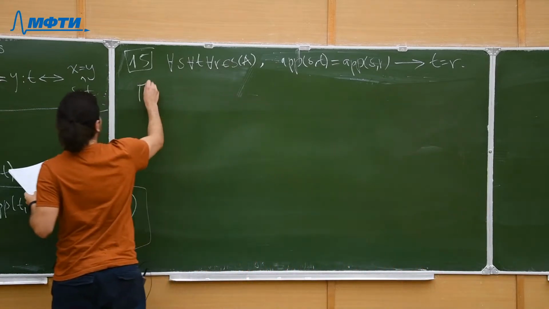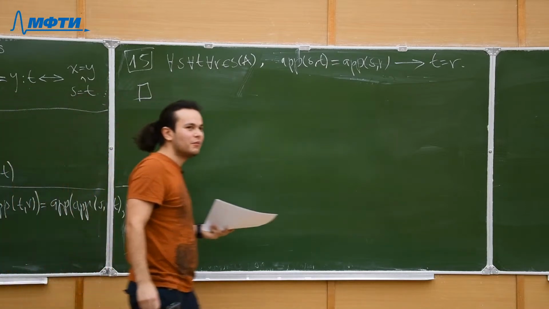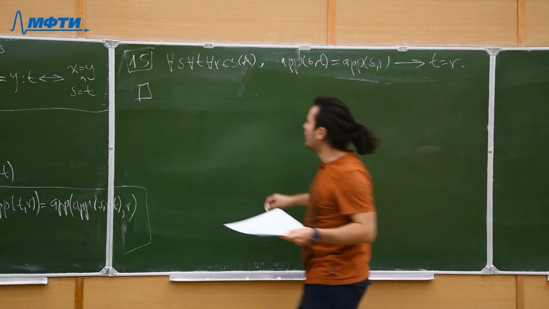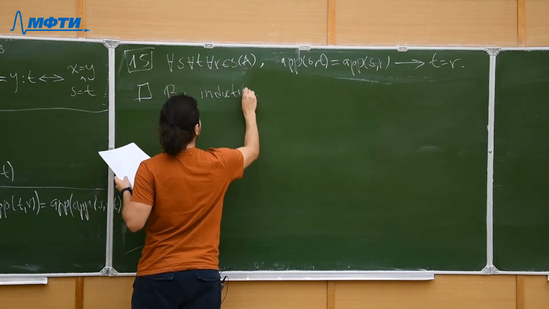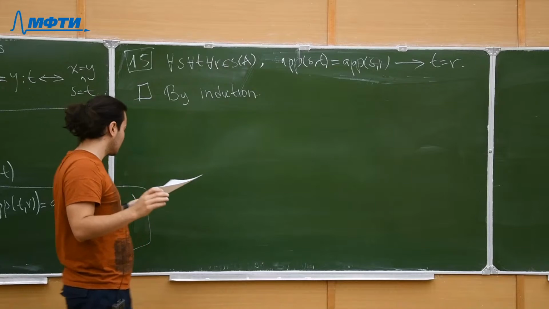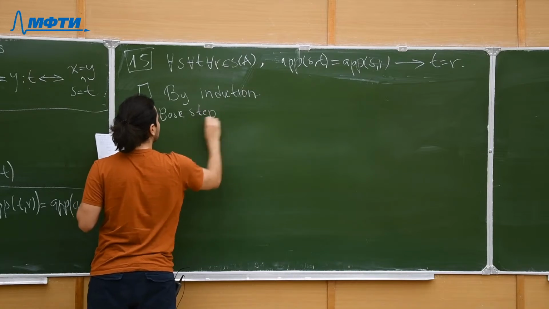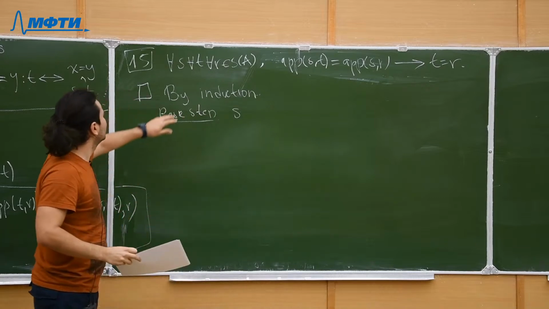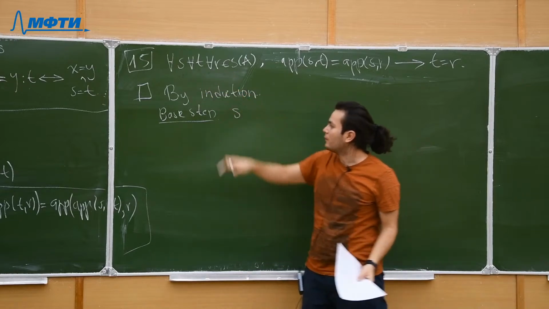Of course, we have to prove this by induction. It means that we have to consider two cases, right? So the basis step is the following. We have here three different strings, right? S, T, and R.